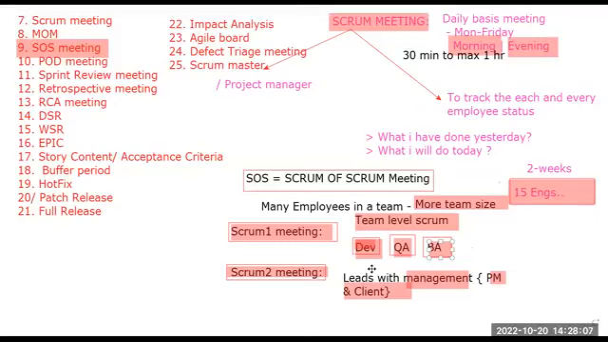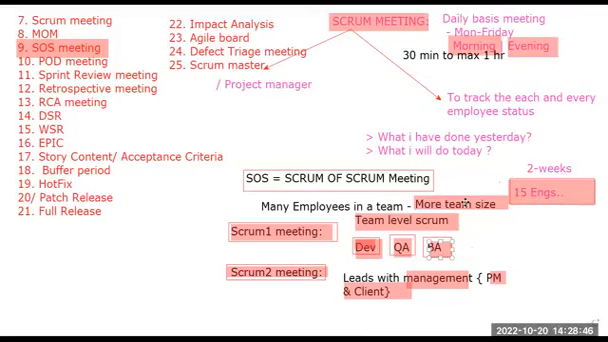SOS stands for a Scrum meeting that can consist of many employees in a team. That means the team size is very high, so it can be divided into two steps: Scrum 1 and Scrum 2. In Scrum 1, DevOps, QA, and BA attend, and the Scrum 2 is the leads with management, which can be the TA and client. Yes. Okay, Sachin.